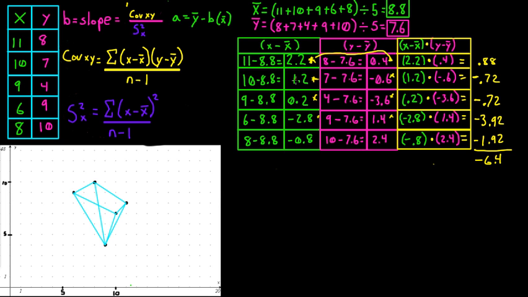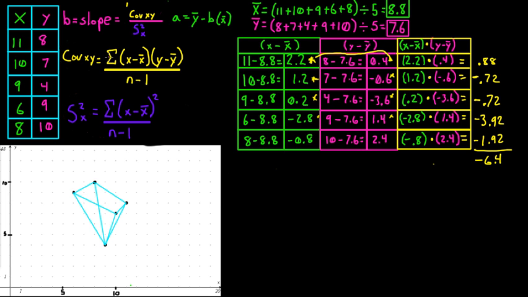You just keep going. So 1.2 times negative 0.6 is going to leave us with negative 0.72. 0.2 times negative 3.6 is going to leave us with negative 0.72 as well. Negative 2.8 times this 1.4 is going to give us negative 3.92, and negative 0.8 times 2.4 is going to leave us with negative 1.92.